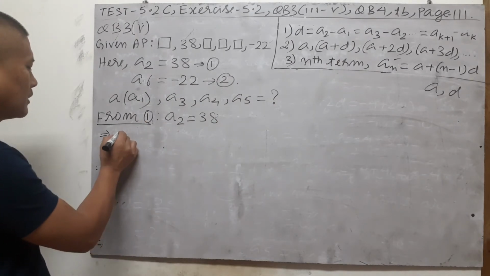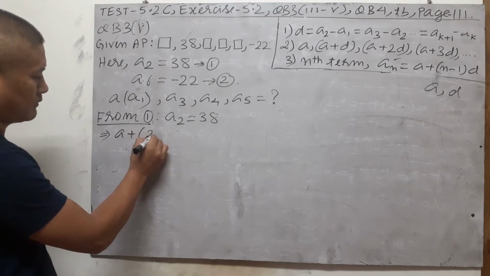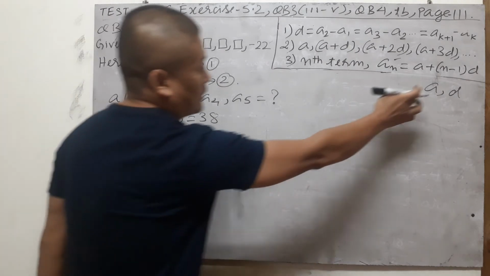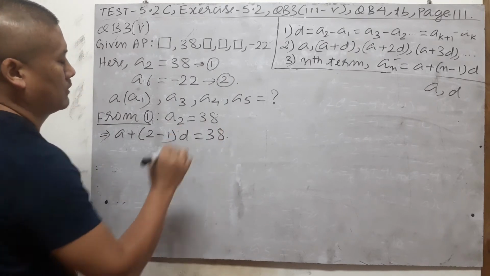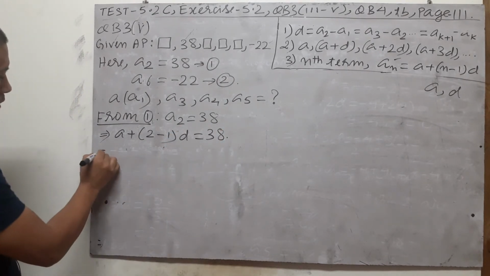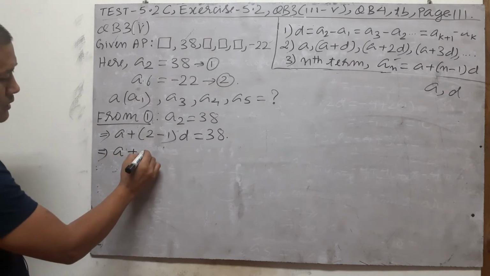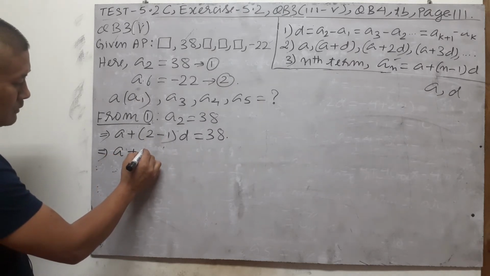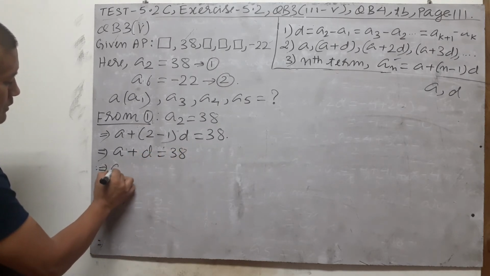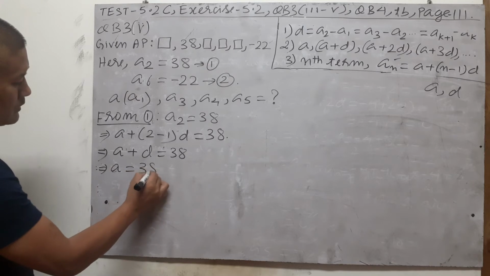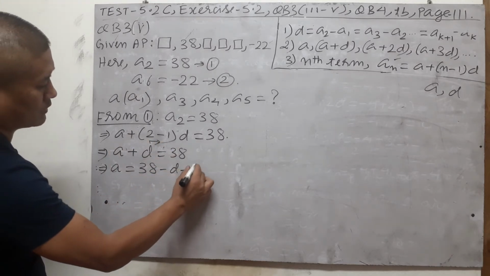So a2 means a plus (n minus 1) into d, where n is specified as 2, so 2 minus 1, (n minus 1) into d, equal to 38. Here a is not given, so just continue to write a plus 2 minus 1 is 1, so 1d means simply you can write a plus d equal to 38. Then keep this a alone and 38 here the same. Shift this plus d to the right side, then it becomes minus d. Let us keep this one as equation number 3.